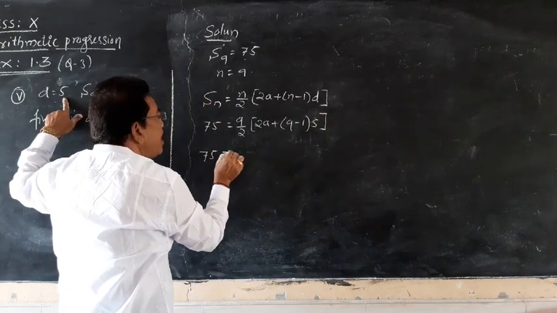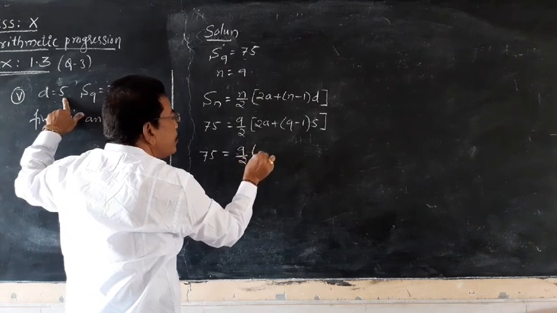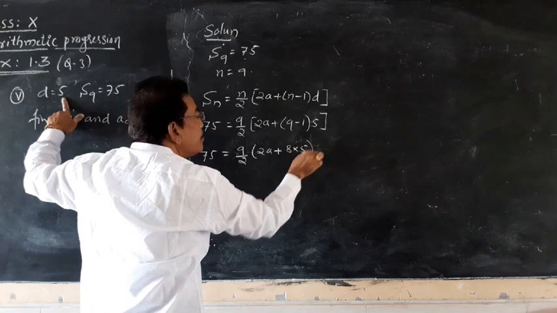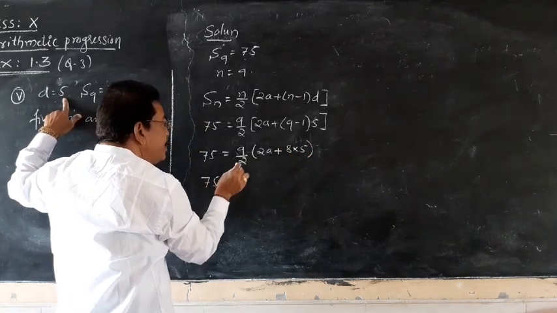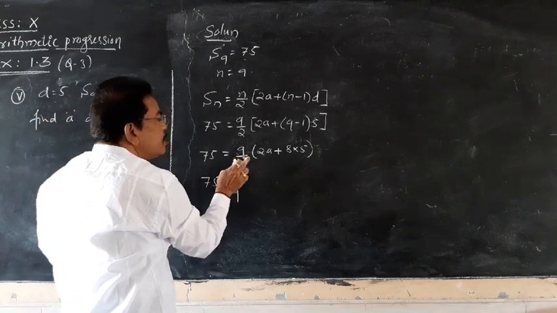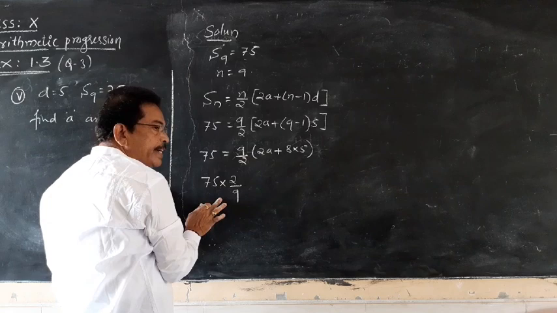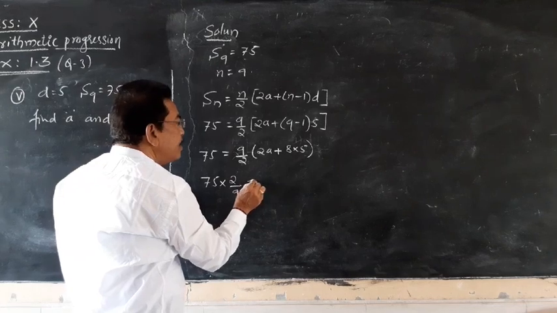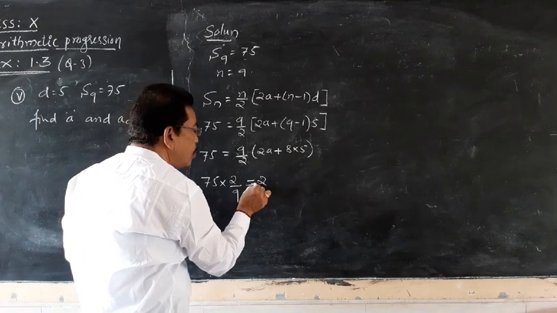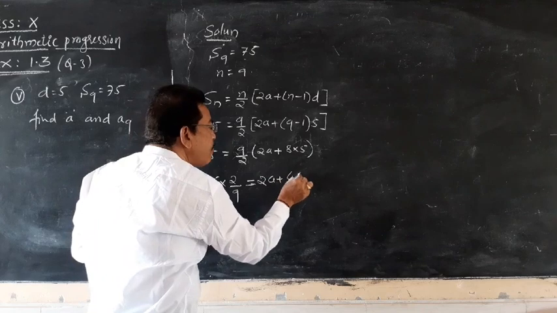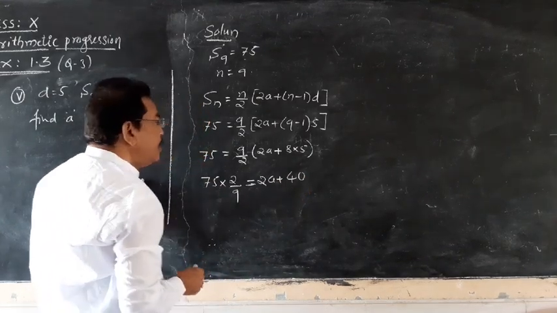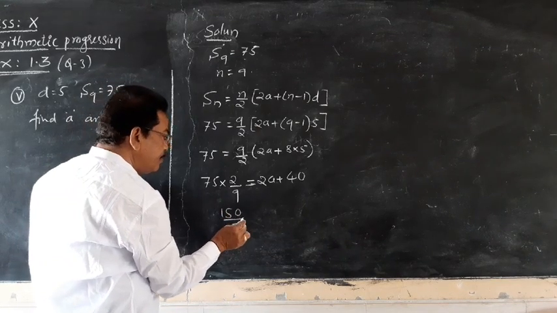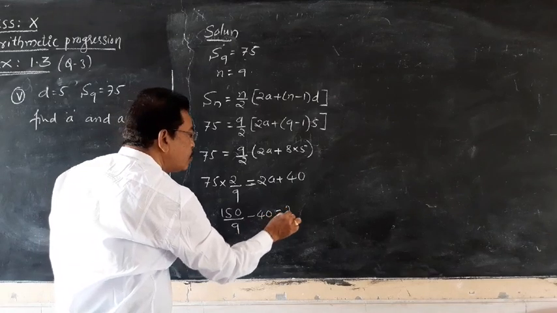75 equals 9 by 2, (2a plus (9 minus 1), 8, into 5). 75 into 2 by 9, this is the coefficient of this term. So when it is transposed, it becomes the reverse, that is the reciprocal. 75 into 2 by 9 equals 2a plus 8 fives are 40. Then 150 by 9 minus 40 equals 2a.